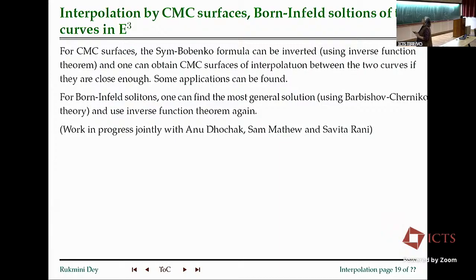So now, again, I'm not going to talk much about this, but you know for CMC surfaces, there's the Sim-Bobenko formula, and it can be inverted using the inverse function theorem. So again, for two curves which are close by, is there a Sim-Bobenko formula like interpolating them? And we found a neighborhood such that if the two curves are close enough, then there is such a thing.